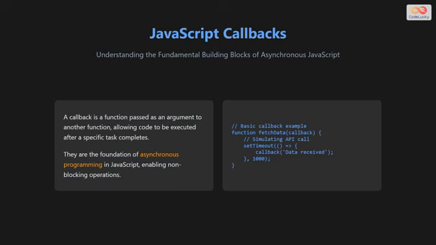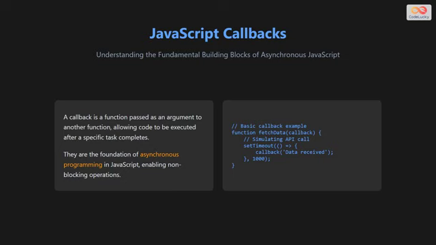Let's explore JavaScript callbacks. Callbacks are a fundamental concept in JavaScript, especially when dealing with asynchronous operations. A callback is essentially a function that's passed as an argument to another function. This allows the code to be executed after a specific task completes. They are the foundation of asynchronous programming in JavaScript, enabling non-blocking operations.